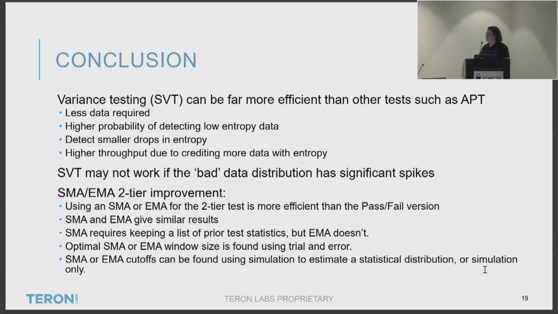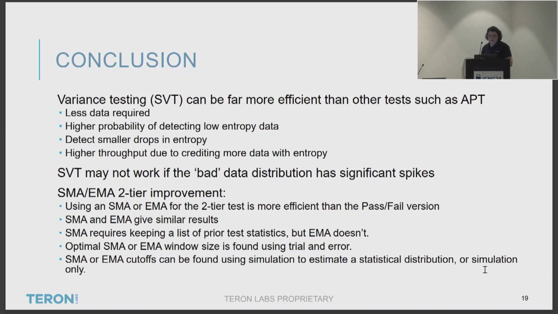So in conclusion, the sample variance test can be far more efficient than other tests like APT if your data is conducive to this type of testing. It needs less data. It has a higher probability of detecting low entropy data. It detects a much smaller drop in entropy, and it will result in a higher throughput because you're crediting more data with entropy. Unfortunately, it might not work if the bad data distribution has significant spikes.